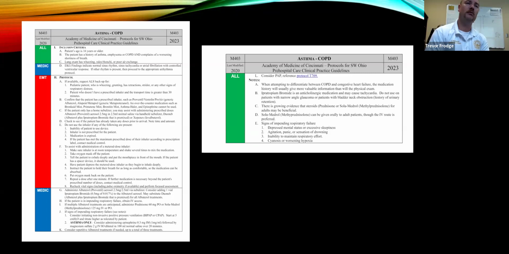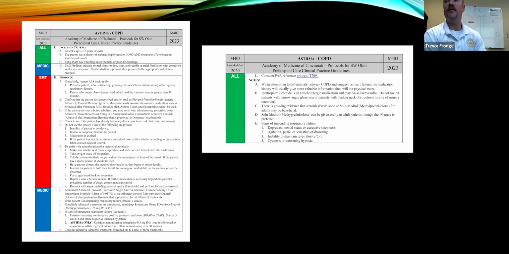We can give prednisone, 60 milligrams orally, so 3 tablets, which is fine. Or since we already have that IV access, we're going to go ahead and crush down our Solu-Medrol and draw that up, which is 125 milligrams IV. Start thinking about CPAP if we need to. And if it continues to be worse and we're not getting any effect, there is the option in here to do racemic epi.